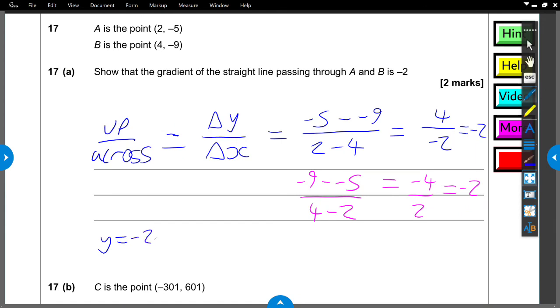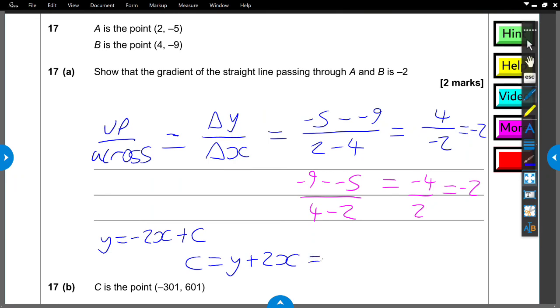y is equal to -2x plus c. To work out where it crosses the y-axis, we're not given the coordinate of that, so we have to rearrange this and make c the subject. So c is equal to y plus 2x. And now we can substitute the coordinates of one of the points we know is on the line. At the moment we don't know this one is on the line, so we can't use those coordinates. Now (2, -5), let's pick those ones.